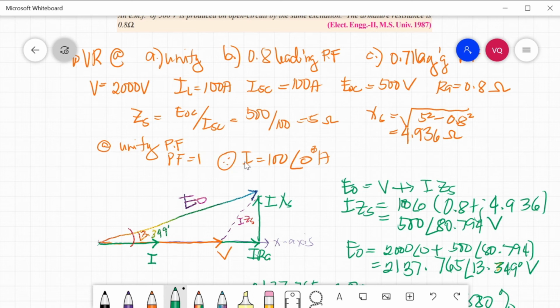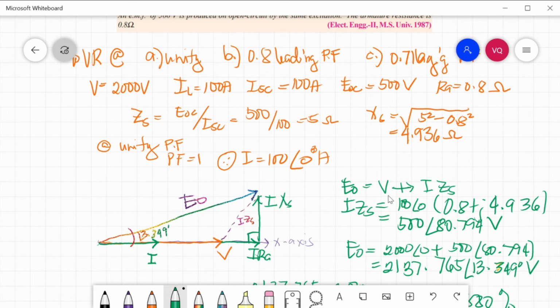Now, at unity power factor, of course, our power factor is equal to 1. Therefore, the load current will be 100 angle 0. This means that the current and the voltage are in phase. So if we draw the phasor diagram of this, our I and V are in phase and the voltage drop across the armature resistance is also in phase with the current. And then the voltage drop at the synchronous reactance is 90 degrees with respect to IRA. So the sum of IRA and IXS is your IZS.